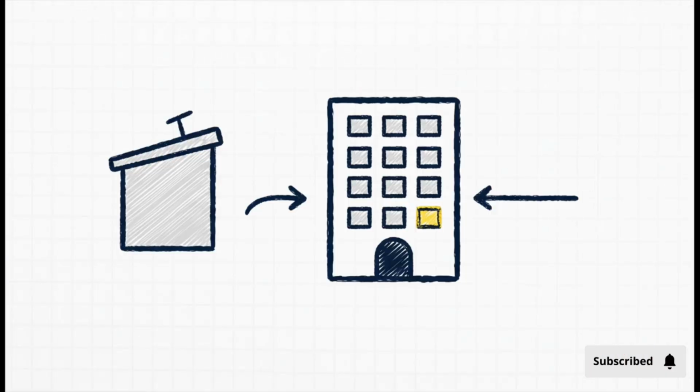Okay, so the IP address is awesome. It gets your package to the right city, to the right building, but then what? How does it get from the mailroom to apartment 4B? For that, you need a much more specific local address. And that's where the data link layer comes in. It handles the very next hop in the chain.